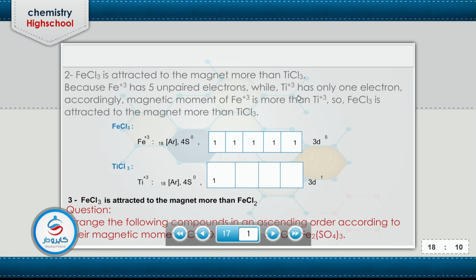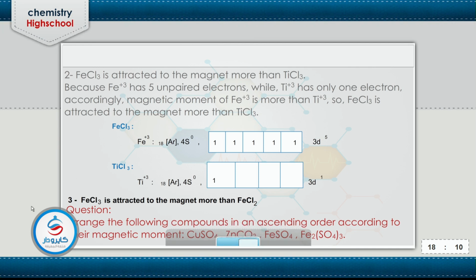While titanium 3 has only 1 electron. Accordingly, the magnetic moment of iron 3 is more than that of titanium 3. So ferric chloride is attracted to the magnet more than titanous chloride. In the same way, ferric chloride is attracted to the magnet more than ferrous chloride.